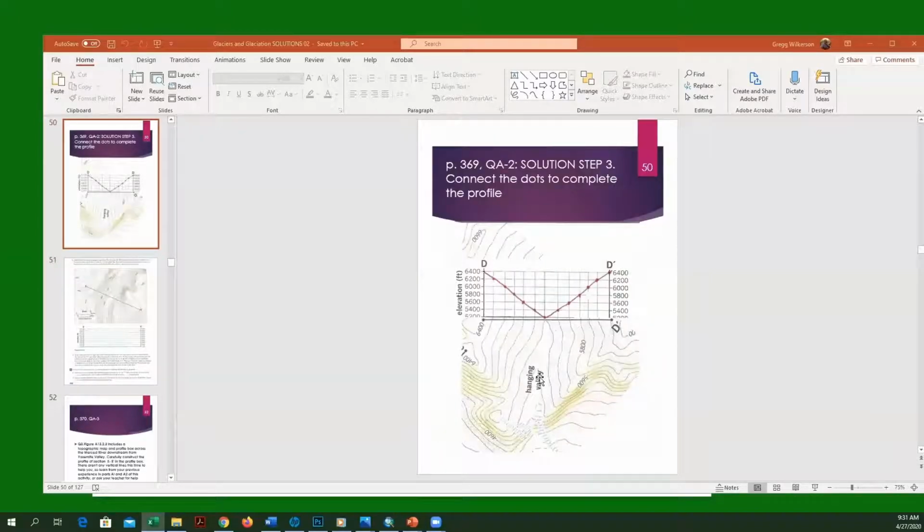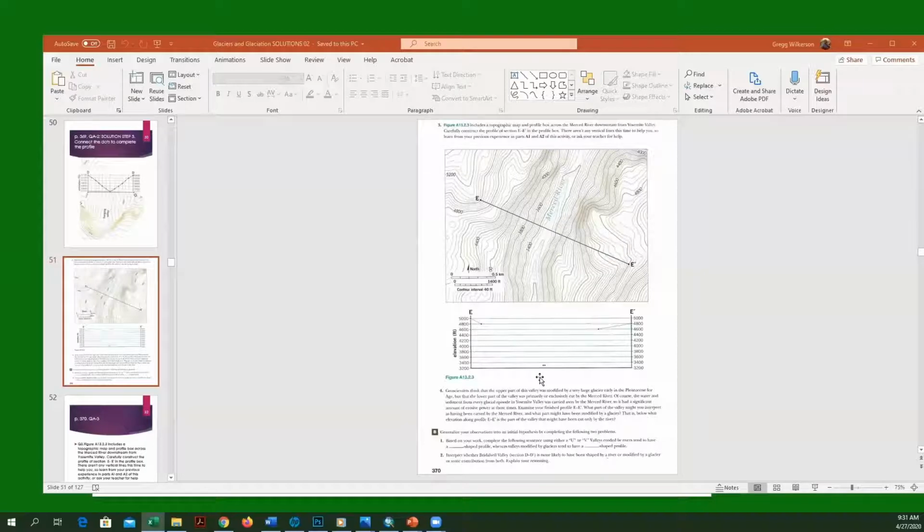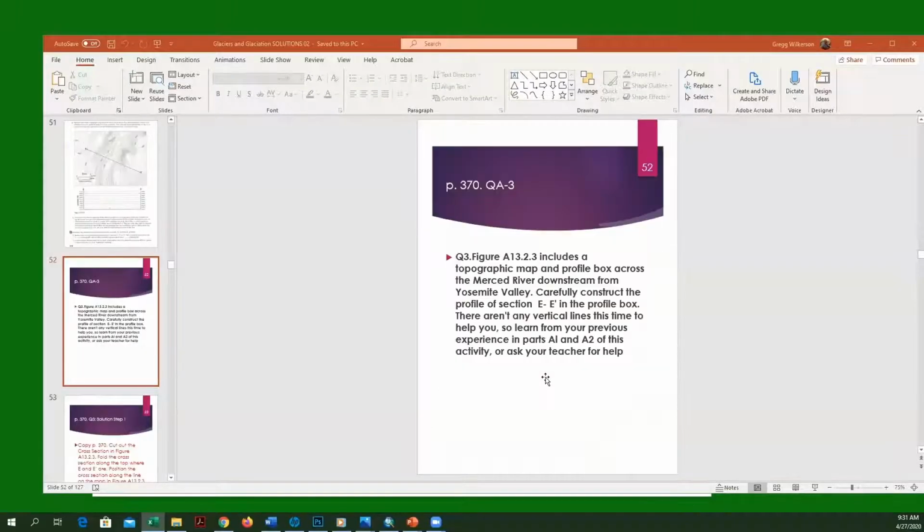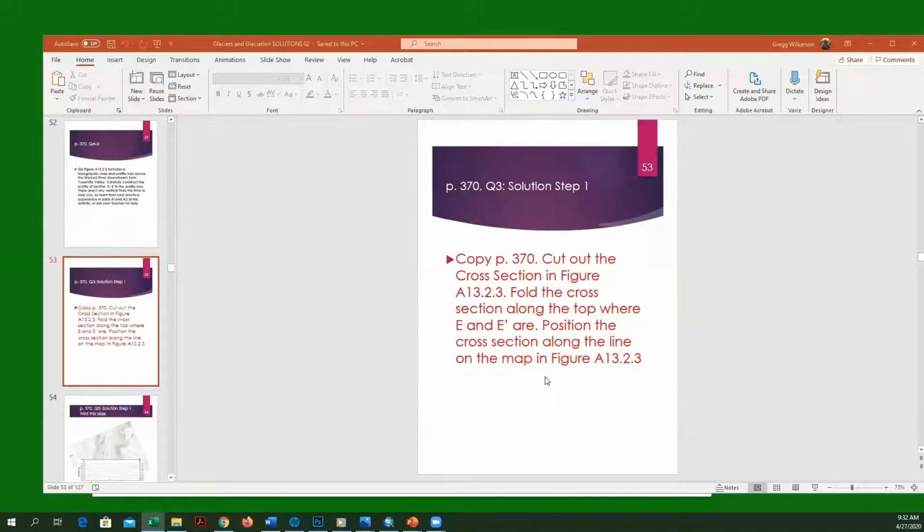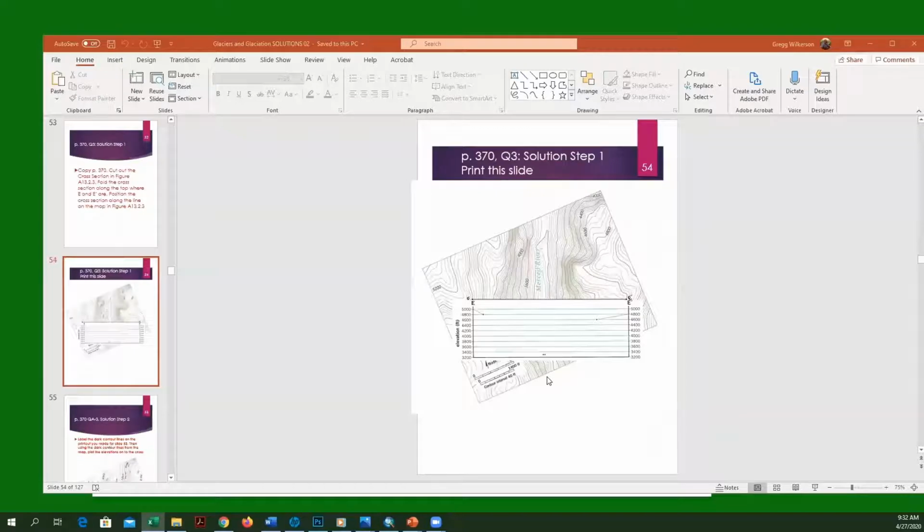There's the solution to step 3 on 369. And then over on 370, there is yet another topographic exercise across the Merced River. And so it's the same procedure. You can cut and paste it, but I'm going to save you the trouble by giving you the solution.